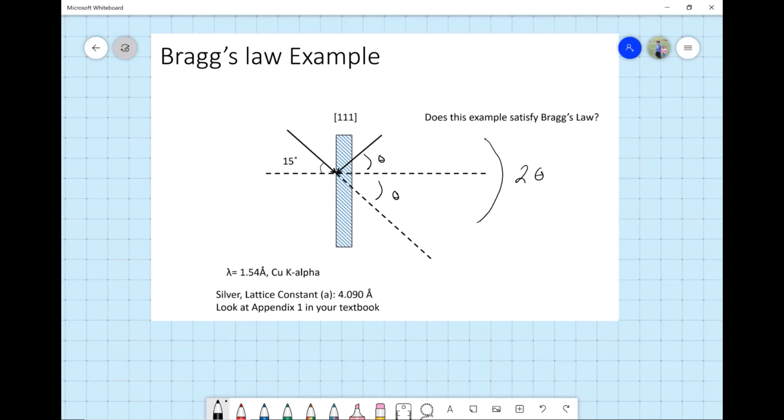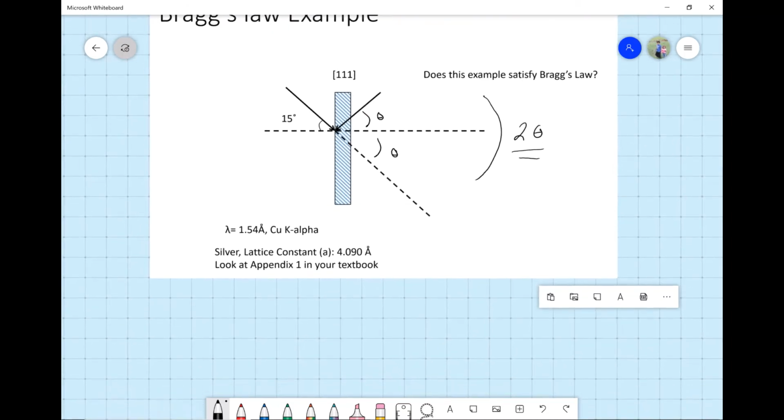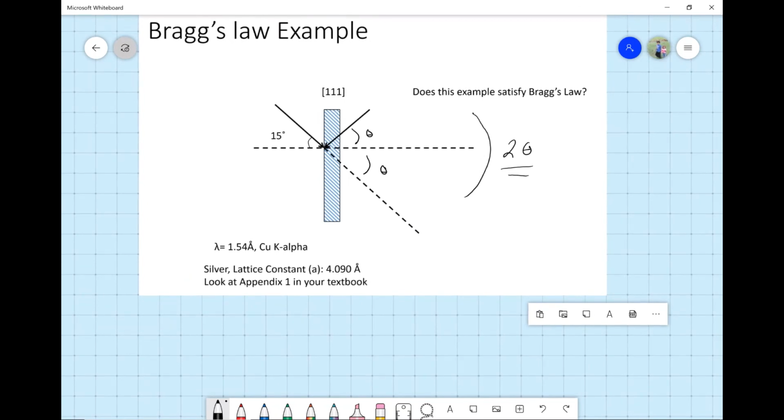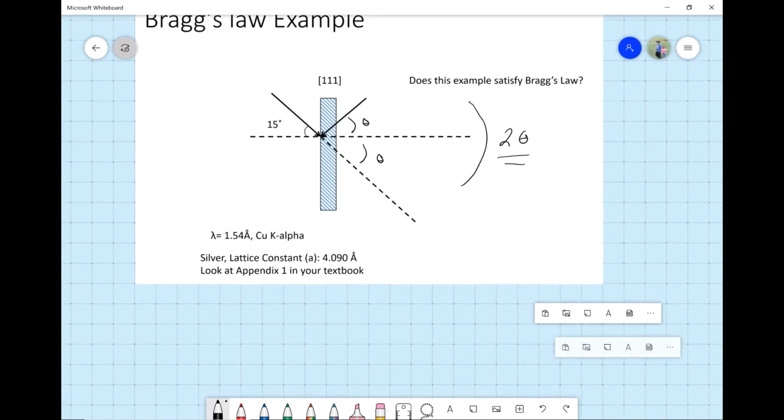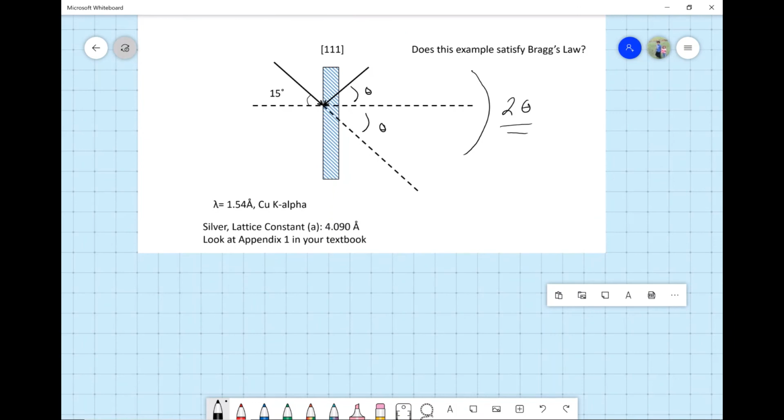And so, foreshadowing the X-ray diffractometry, the x-axis is always given in terms of 2 theta. And that's because the detector is always referenced with respect to the source. And so this is why it's 2 theta on an X-ray diffractometer. But that's a segue moving ahead. We want to know if 15 degrees is indeed the Bragg angle. And so we want to figure it out. So we're using lambda equals 1.54. And so lambda equals 2d sine theta.